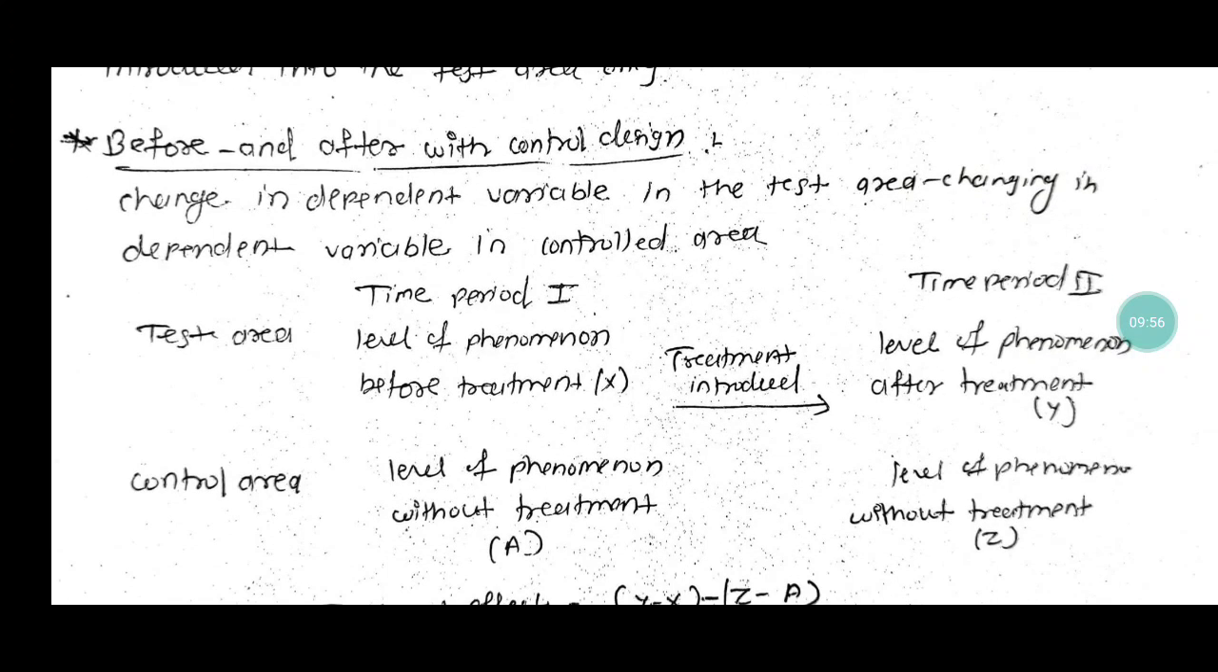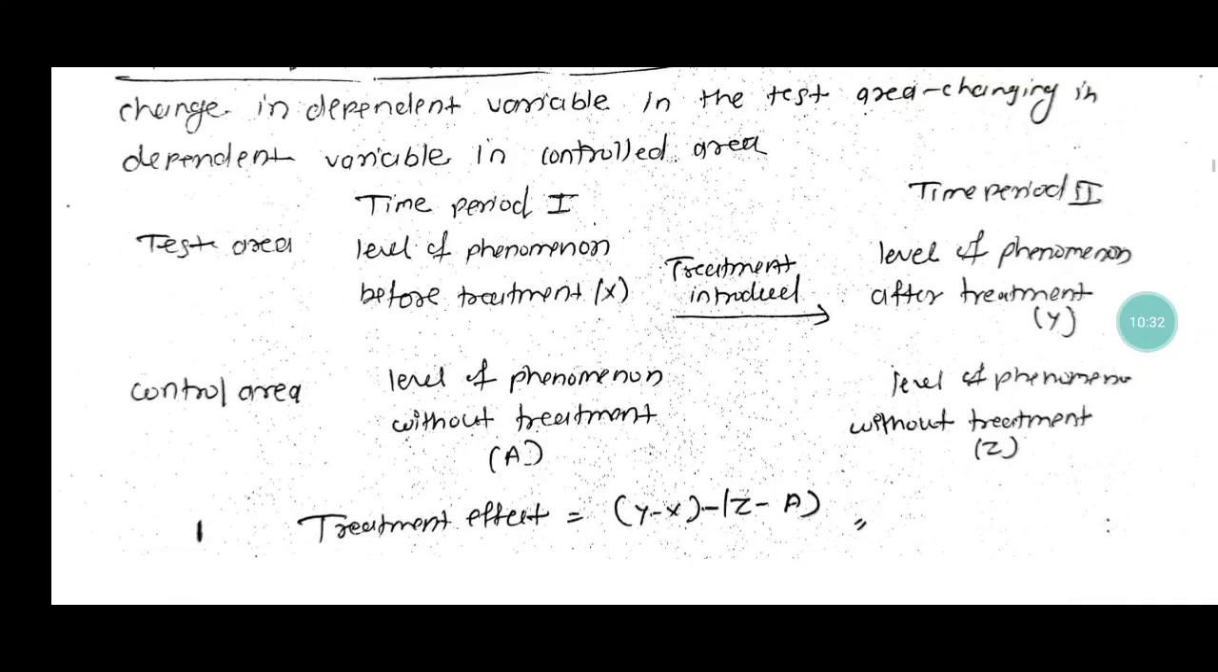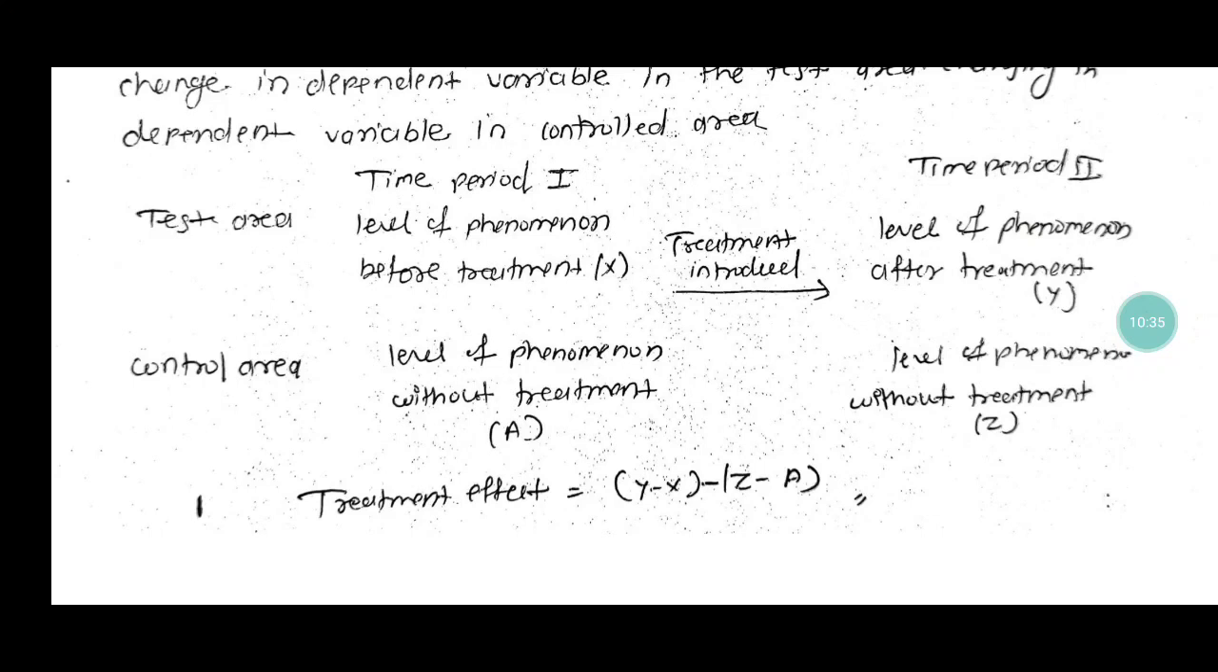So, before and after with control. In the previous design we studied before and after without control, and in this before and after with control design, the change in the dependent variable in the test area minus the change in the dependent variable in the control area, where for the test area, time period 1 is the level of phenomenon before treatment, that is X, and then Y, and for the control area, the level of phenomenon without treatment, that is A, and the level of phenomenon without treatment, that is Z.